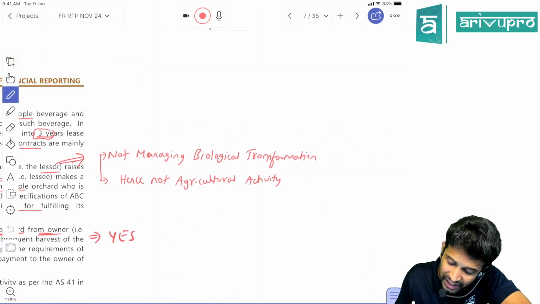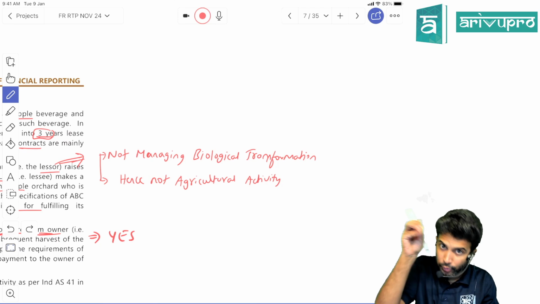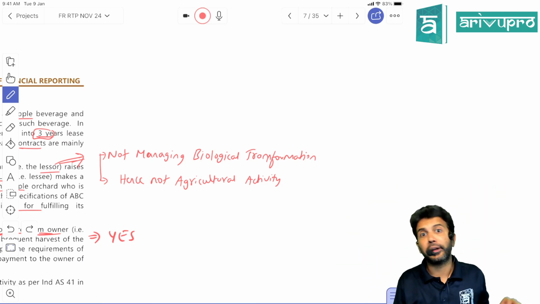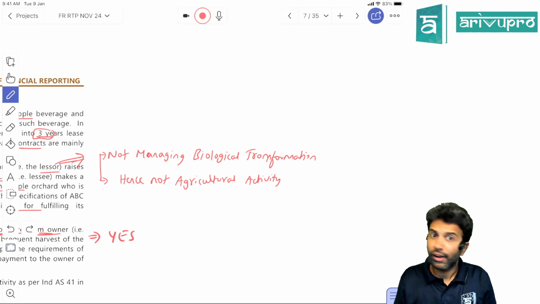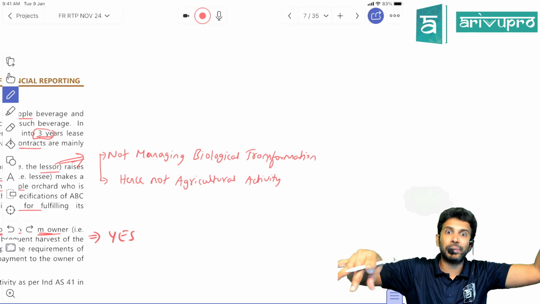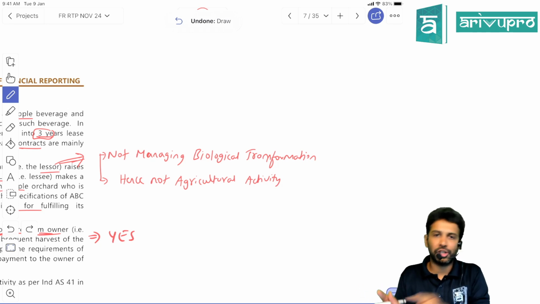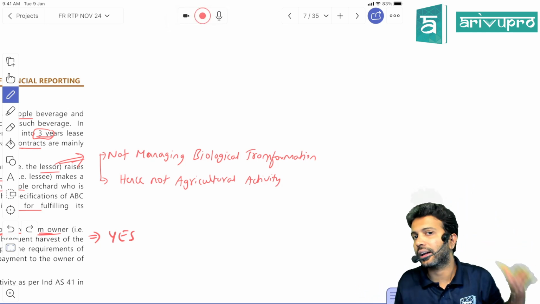You need to manage biological transformation. If you are managing the biological transformation, meaning if you're putting the seed, protecting the tree, spraying pesticides, etc. If you're managing that whole transformation from apple seed to apples, then we say you are managing biological transformation. If you're doing it, then we say you're doing agricultural activity.